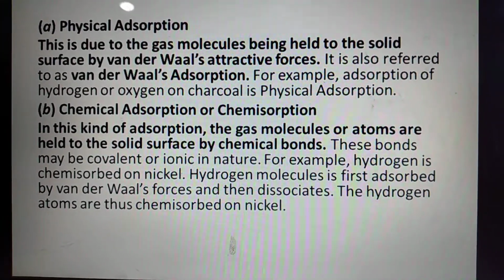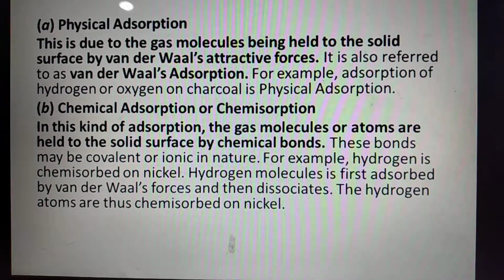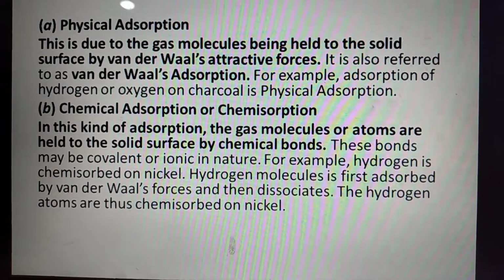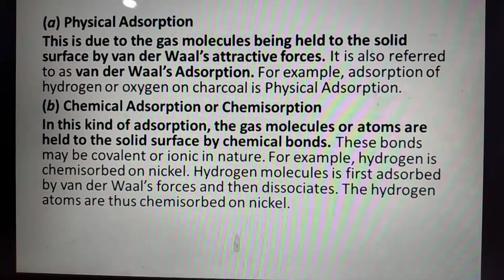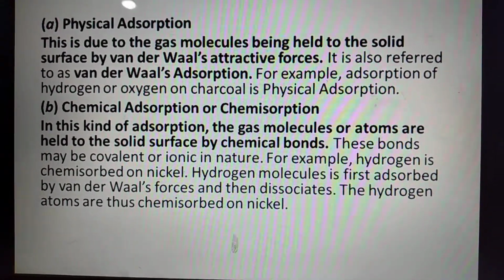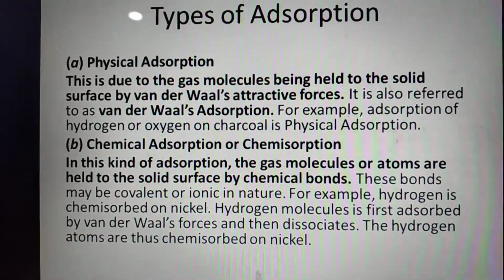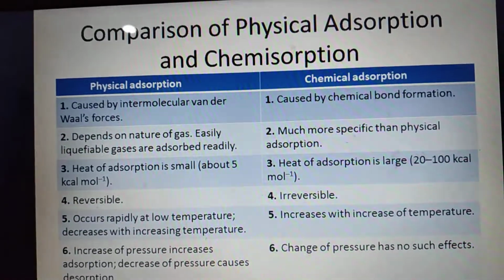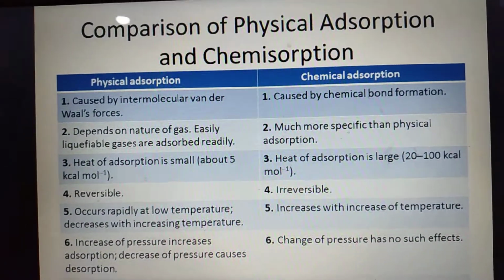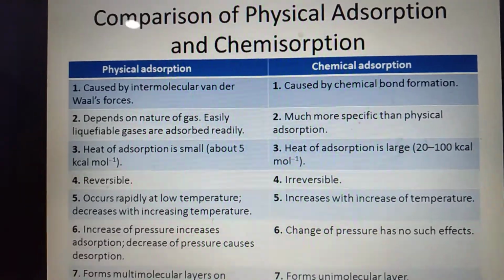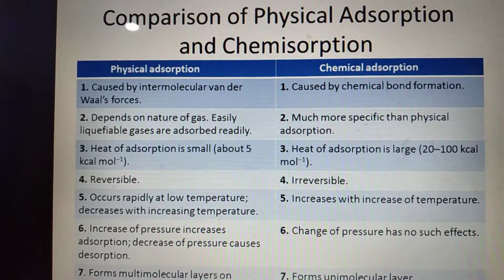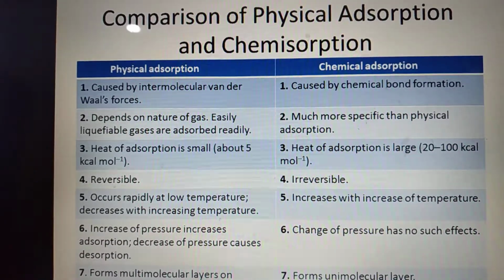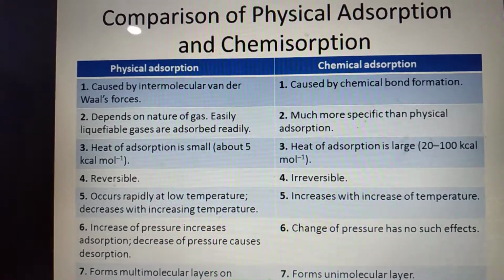For example, a hydrogen molecule is first adsorbed on nickel by van der Waals forces and then dissociates. The hydrogen atoms are thus chemisorbed on the nickel surface. Now, the comparison of physical adsorption and chemical adsorption. Number one, physical adsorption is caused by intermolecular van der Waals forces, while chemisorption is caused by chemical bond formation.